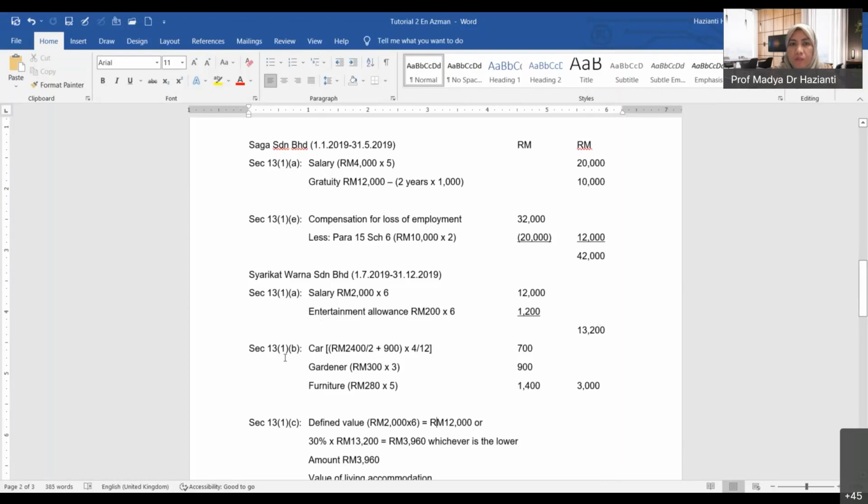So we get one total. Section 13(1)B, remember dia ada car, gardener and also rumah. Rumah ada furniture kan? Check your question. So rumah dia ada furniture.